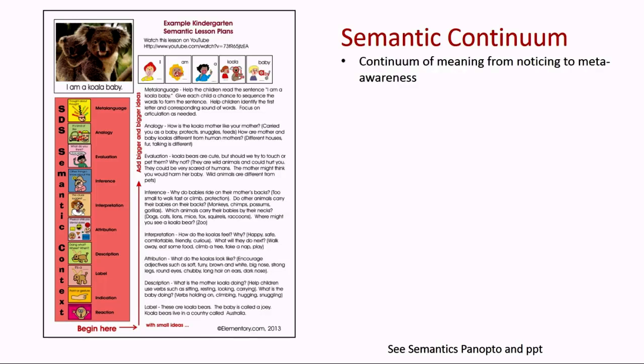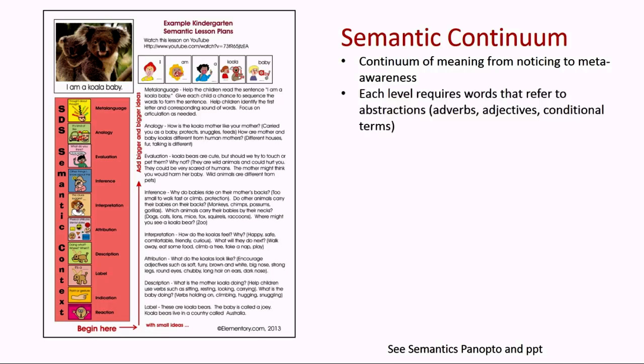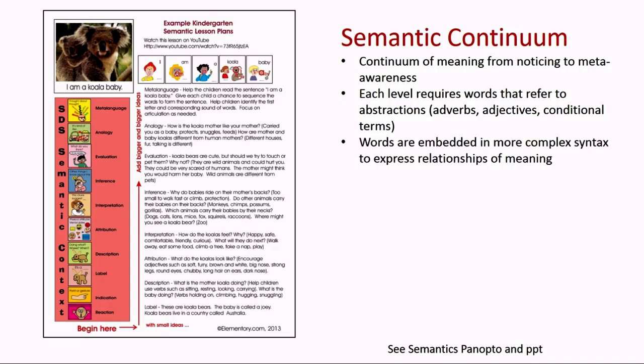Okay, so this continuum is characterized by a continuum of meaning from noticing down there with a reaction or an indication all the way up to meta-awareness. Each level requires words that refer to abstractions. Words are embedded in more complex syntax to express more complex relationships of meaning.